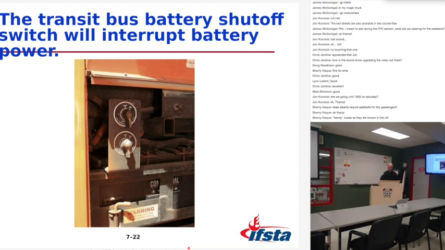Transit bus batteries, usually located on the driver's side, forward of the rear wheels. Grouped together on a tray that can be pulled out. There's a battery master shutoff switch, which interrupts power from the batteries when in the off position.